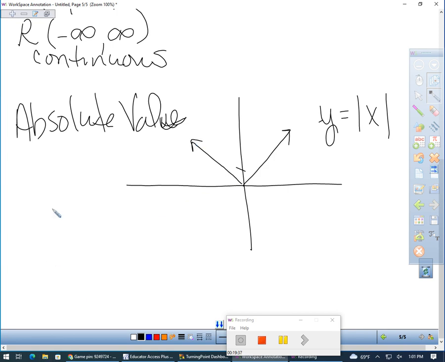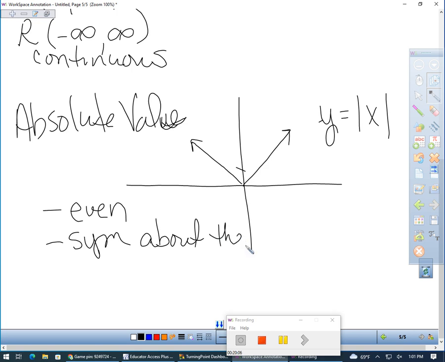All right. So is this one odd, even, or neither? It's odd. It's definitely odd because it can be reflected... even. It is even. Because why? Yes, it is symmetrical about the y. So anytime you can fold on the y-axis, the two sides meet, that makes it even. Does it have any asymptotes? No, it does not. Good.